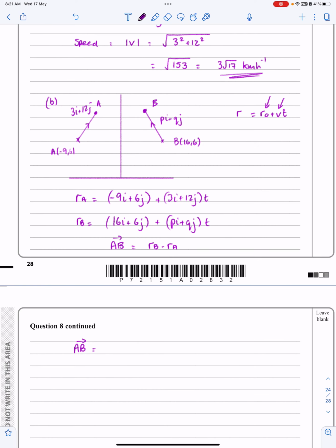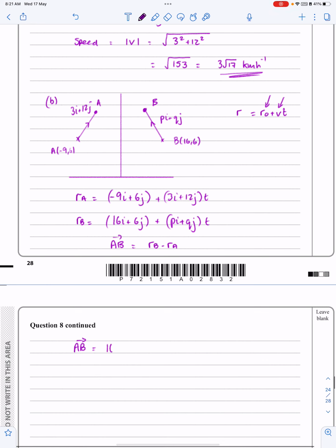I'm going to do it really slowly just because I don't want to make any mistakes. So that's 16i plus 6j plus t lots of pi plus qj, minus, and this is a place where I might make a mistake, minus 9i plus 6j. It's minus all of it, and that's got to be a minus as well there.